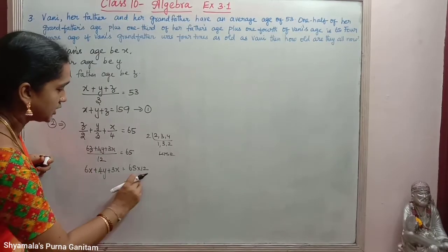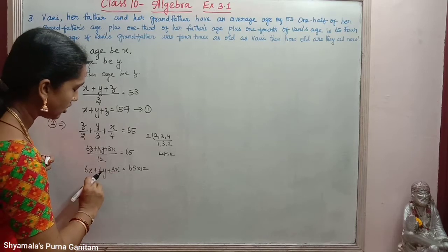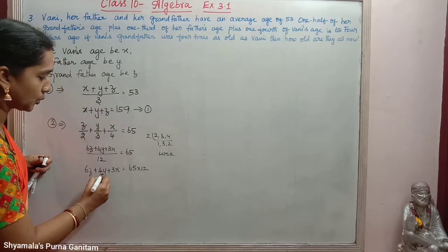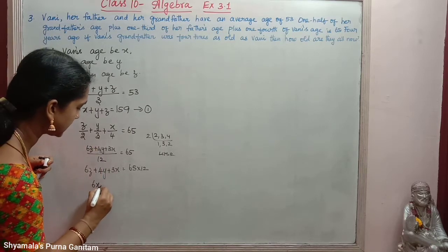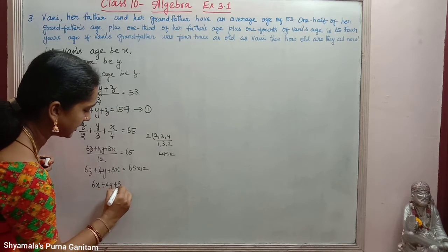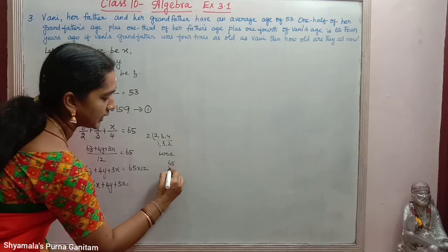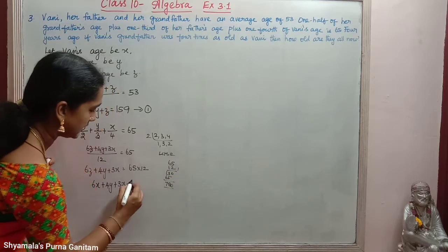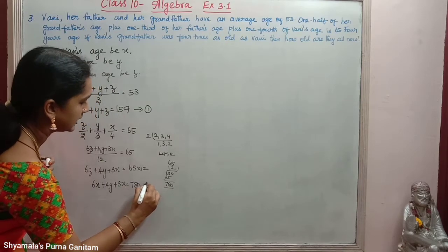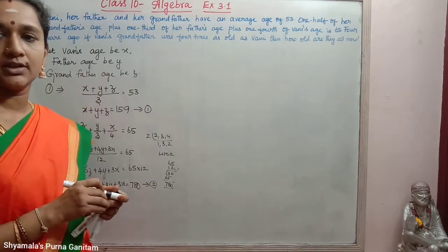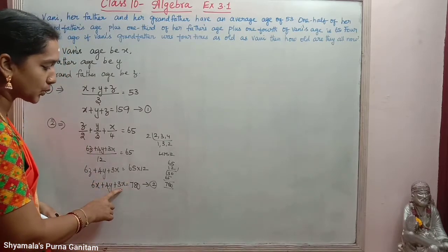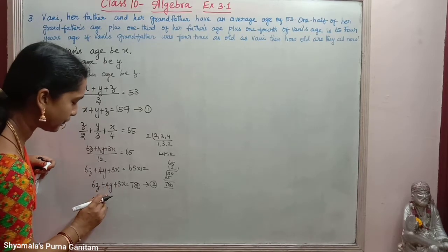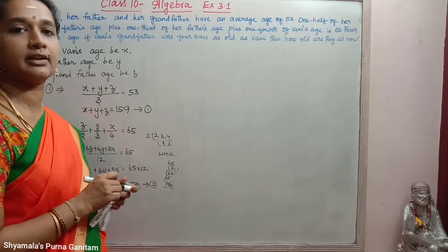On the whole, can we divide all the terms? No, it cannot be done. So 6z plus 4y plus 3x is equal to 65 into 12, which is 780. So this is the second equation. The second equation is 6z plus 4y plus 3x is equal to 780.